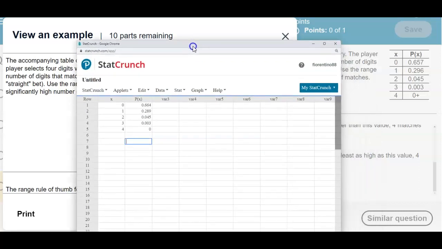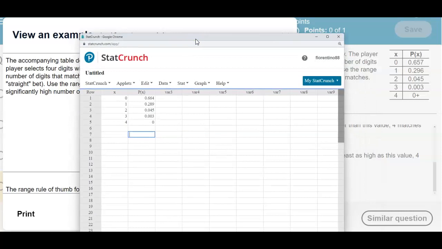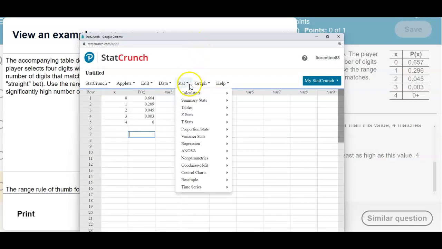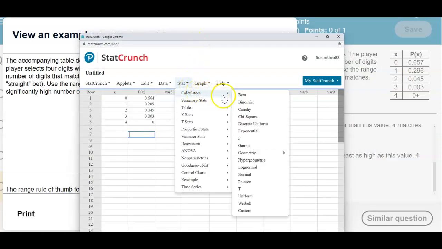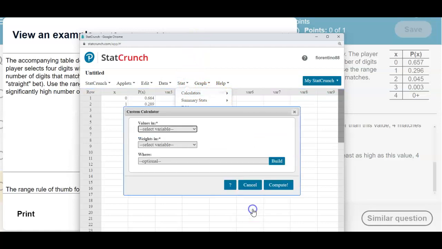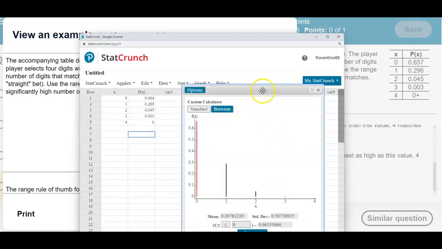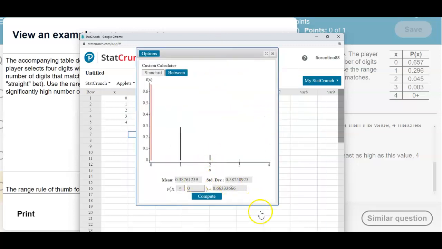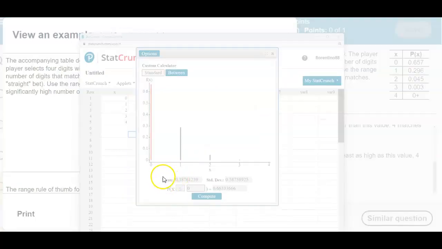So now we're going to use StatCrunch to find this. We're going to go to Stat, go to Calculators, and then scroll all the way down to where it says Custom. The values in are going to be the random variable x. The weights in are going to be the probability of x. And then we're going to select Compute. Down below here, you're going to see what our standard deviation is and what our mean is. So let's copy this data into our work.